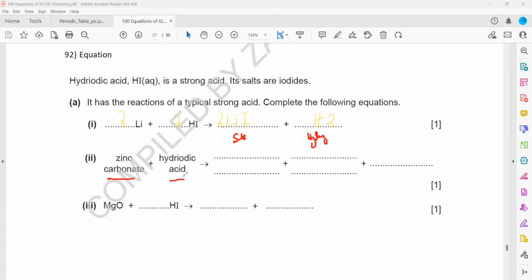Zinc carbonate is reacting with the hydrogen... zinc chloride, carbon dioxide, and water. Zinc iodide, you mean? Zinc iodide, because it's the same thing like hydrochloric acid. Yes, sir. Plus carbon dioxide plus water will be the products. Metal oxide reacting with acid, so it will give salt and water. Which salt will be there? So magnesium iodide, so it will be MgI2 plus water. And put 2, so this equation is balanced.